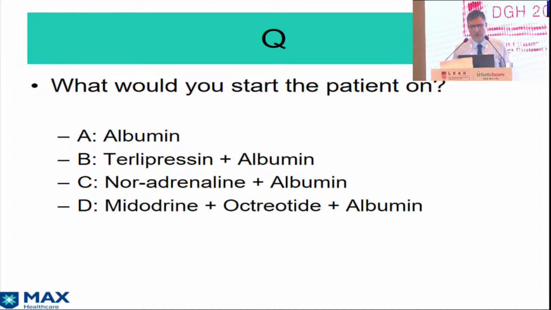So to the audience, what would you start the patient on now? Is it albumin, terlipressin plus albumin, noradrenaline plus albumin, or midodrine, octreotide, albumin? So terlipressin plus albumin. Okay, most of them. Noradrenaline plus albumin.